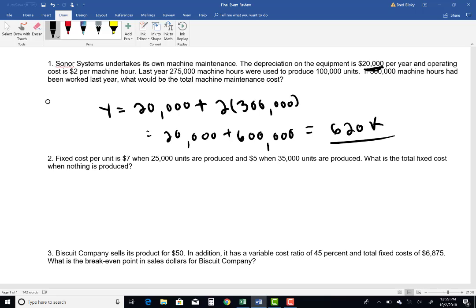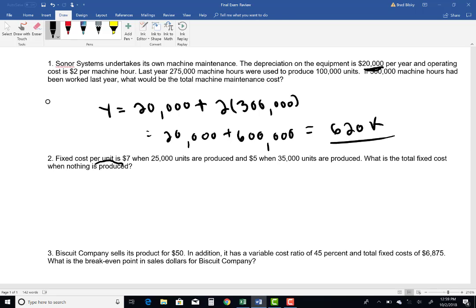So second question, we have fixed cost of $7 when we produce 25,000 units, and the fixed cost drops to $5 when we produce 35,000 units. And this is fixed cost per unit. Of course, the total fixed cost won't change. That's why it's a fixed cost. It stays the same. But if we're looking at it on a per unit basis, that's going to change based on how many units we produce.